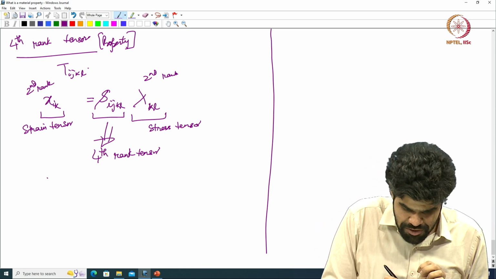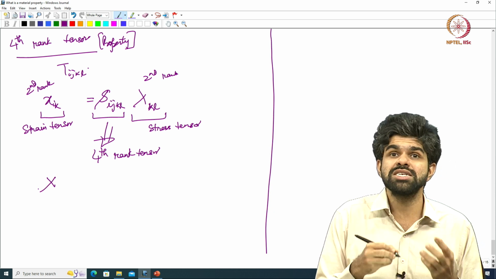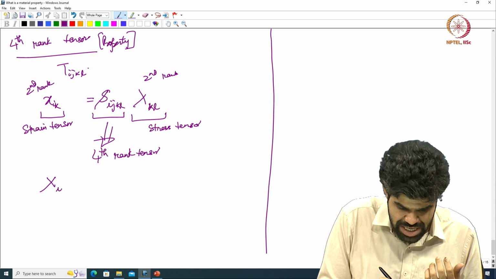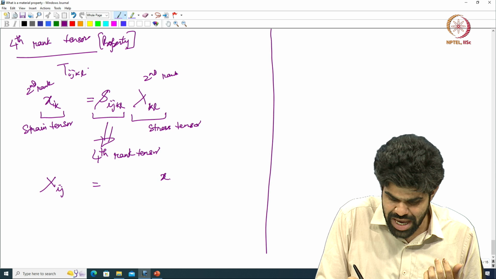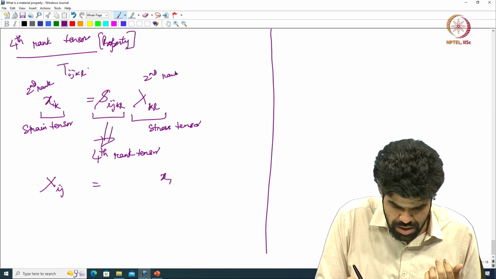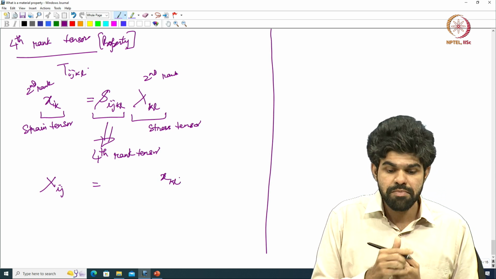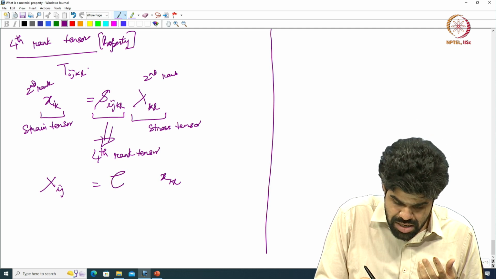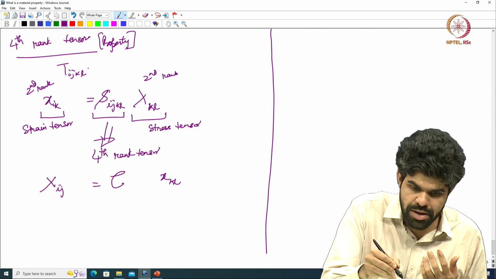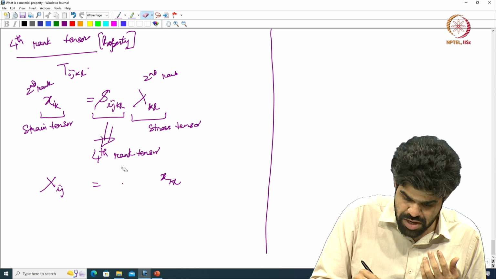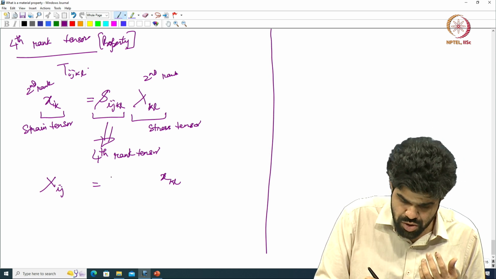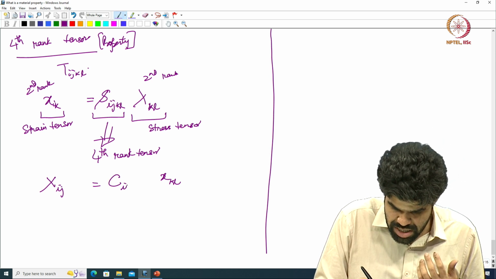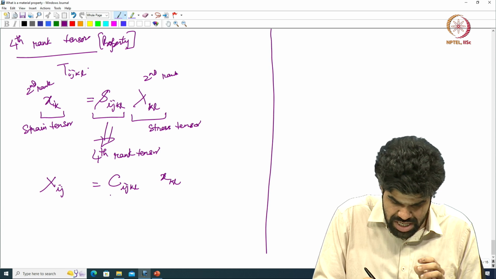So, similarly, if stress is the effect, so Xij, and strain is the cause, Xijkl, okay, Xkl, then the tensor that relates these two is what is called a compliance tensor. I will write it as C, assuming that you do not confuse it with CPs and CVs. This is compliance tensor, but it is a tensor, right. So, Cijkl, sorry, this is stiffness tensor.